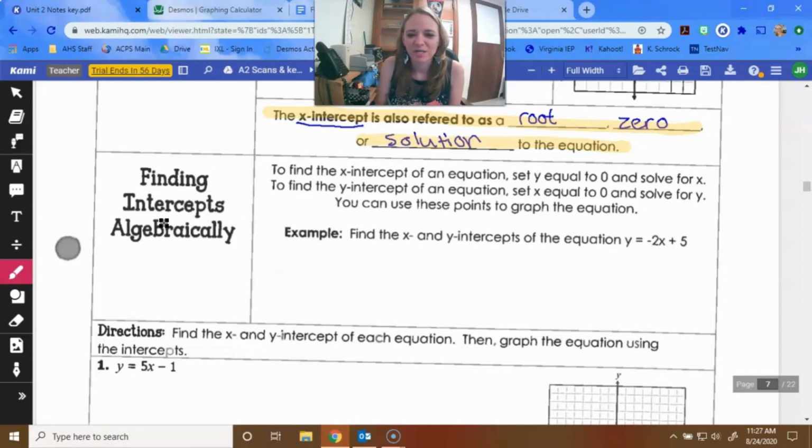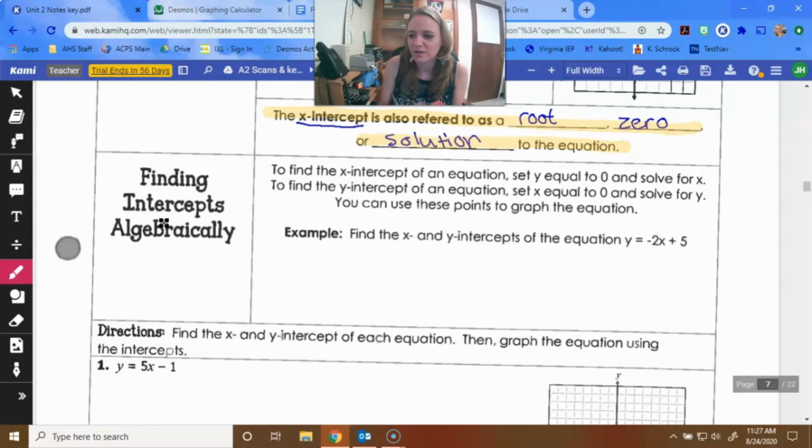To find the x-intercepts, you will set the y equal to 0 and solve for x. And to find the y-intercept, you will make the x equal to 0. So you just make the opposite variable 0. Okay? And then we can graph it. Find the x and y-intercepts of the equation.